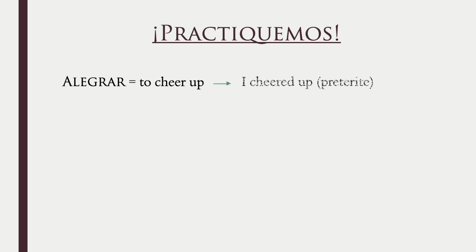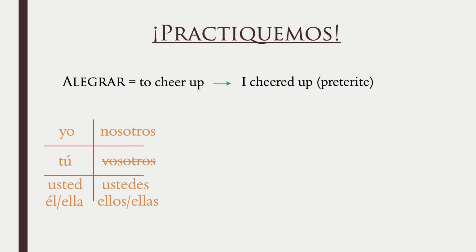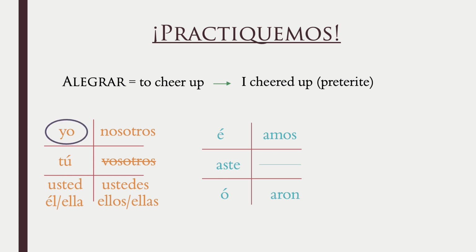So, okay, let's practice. Let's take this verb alegrar, which means to cheer up. And let's say that we want to say, I cheered up in the preterite tense. Here is my list of subjects, and here are the corresponding endings for AR verbs in the preterite tense. So if I want to say I cheered up, yo is I. The ending for I is this é with an accent on it. So swapping out the ending and keeping my stem the same, I end up with alegré. I cheered up.